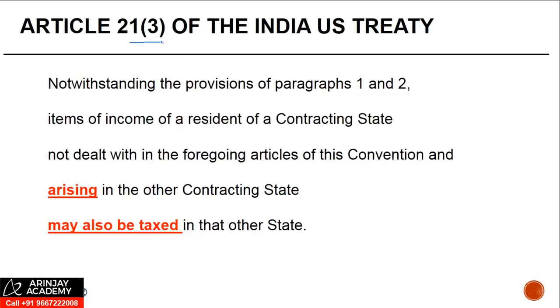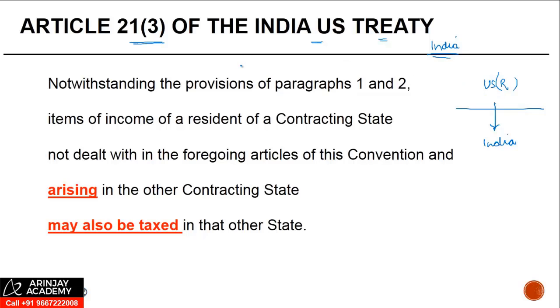Let's look at Article 21.3. The basic purpose of this article, which is present in the India-US Treaty and may not be present in all the treaties, is that this also gives India, in case of, let's say, for example, a non-resident, a US resident, deriving some income from India.